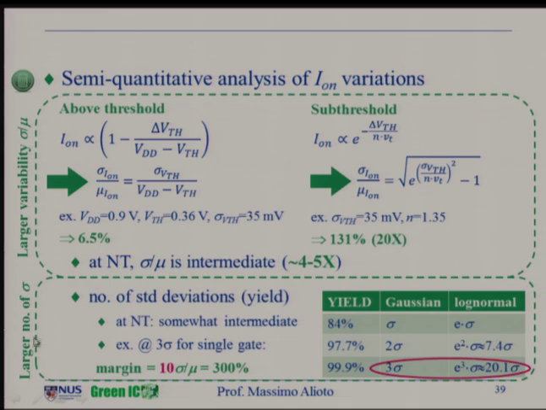And also, if we want to look at the second phenomenon, which is the larger number of sigmas, if we consider the case of a Gaussian distribution above threshold, of 1 sigma, 2 sigma, 3 sigmas, if we consider a log normal distribution, so subthreshold, we need actually e sigma, e squared sigma, e cubed sigma. So that's a lot. So combining the two phenomena, it's evident that at ultra-low voltages, the variability due to process variations is huge and has to be managed in some way.